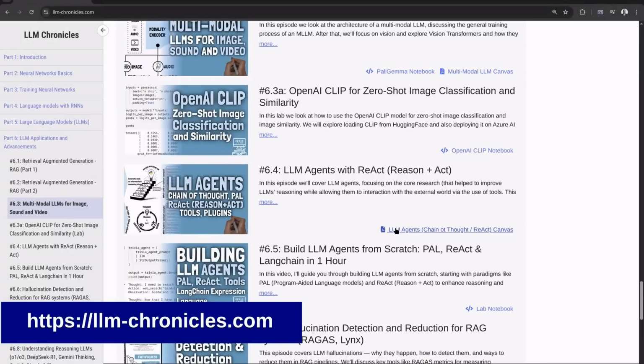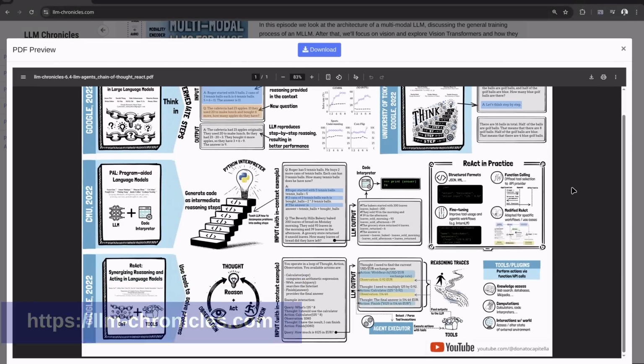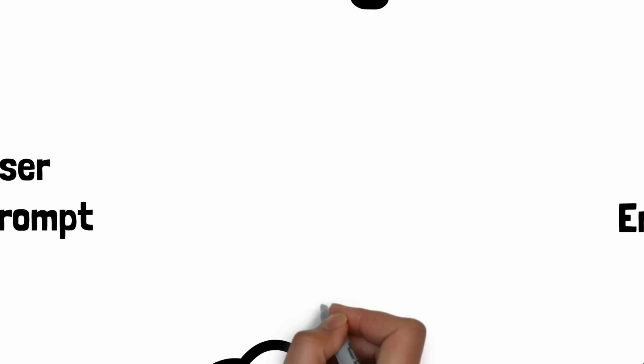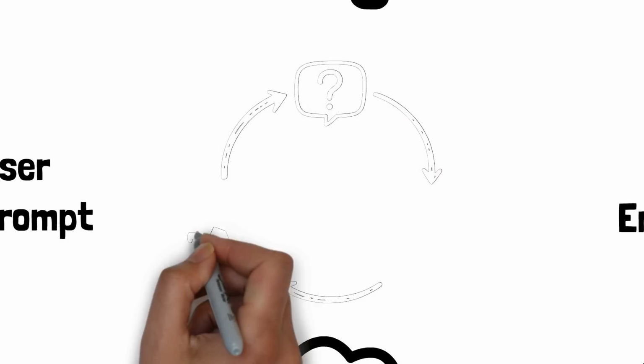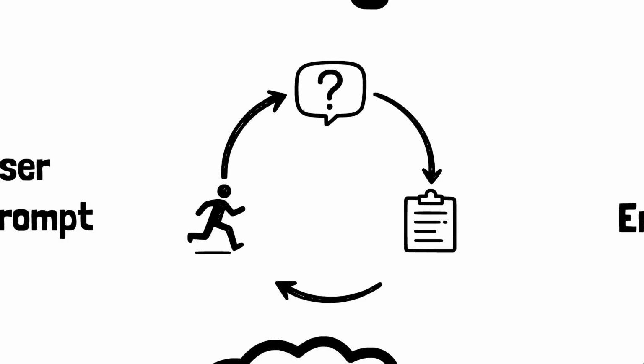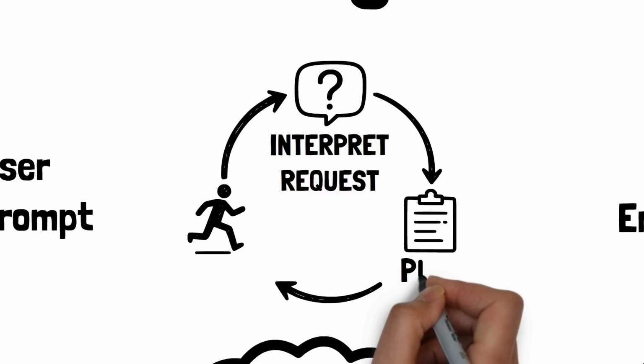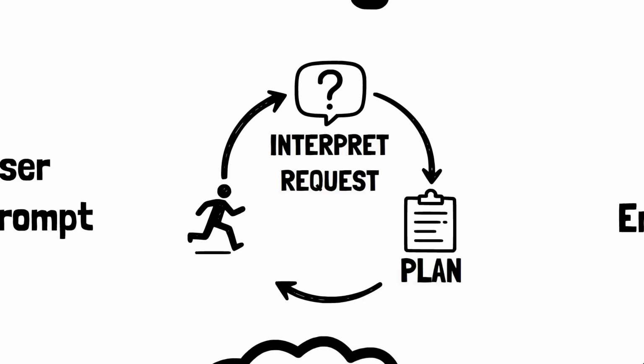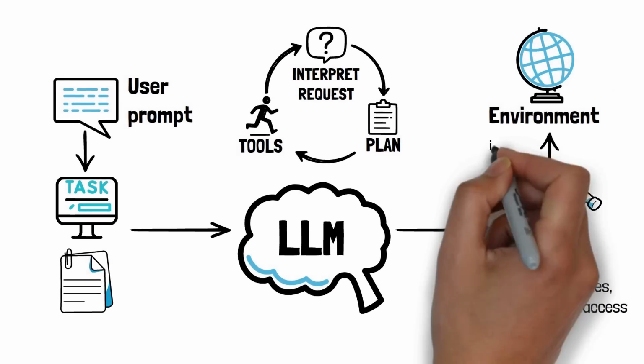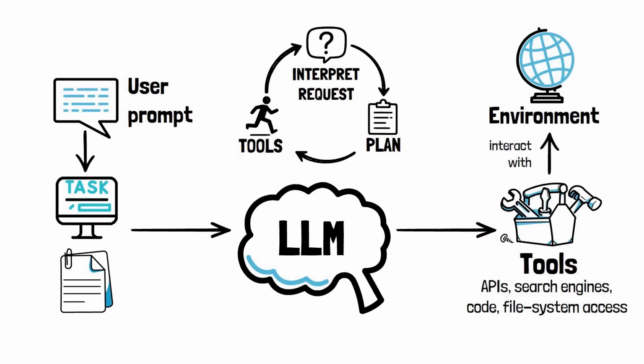A typical pattern to build agents is called ReAct, reason and act, and I have covered this on my channel in a previous video. But in a nutshell, in an agentic workflow, an LLM is used to interpret the request, plan a set of actions, and then call tools to complete the desired task. This ability to interact with the environment is what makes them useful and also what makes them risky.